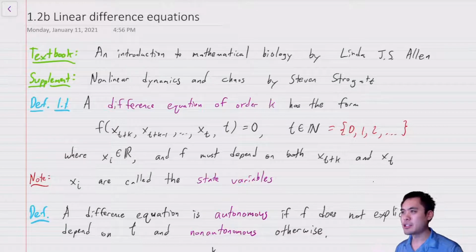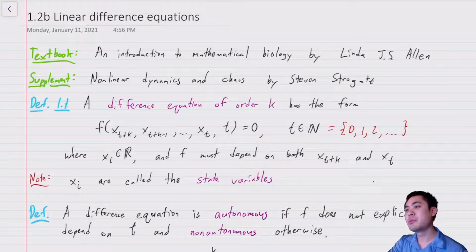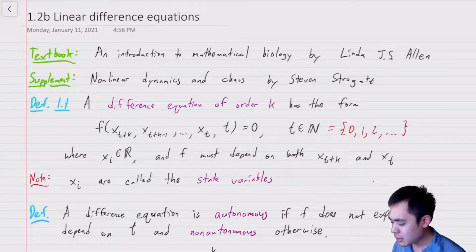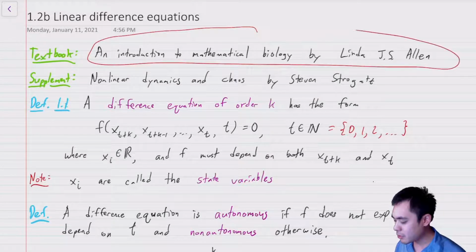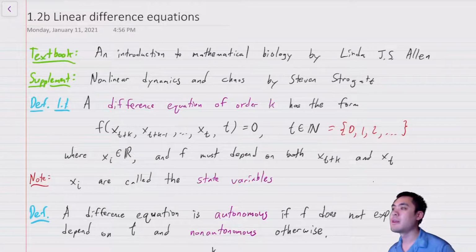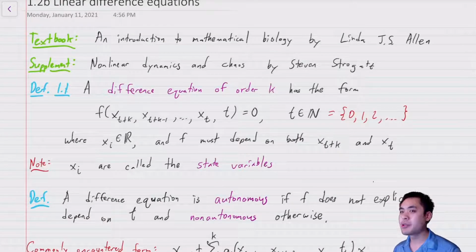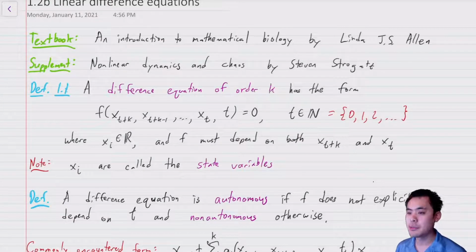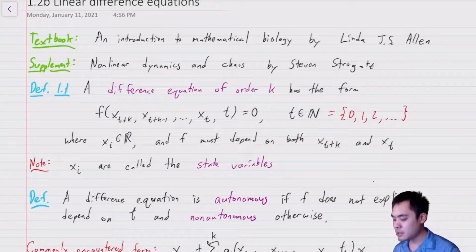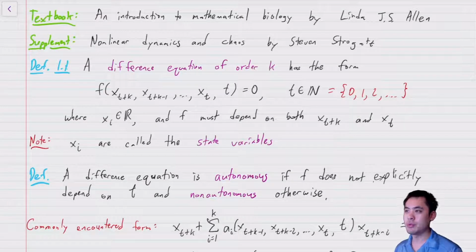Let's go back through the lecture step by step, and I should again first mention the textbooks that this course will be following, including especially Linda Allen's An Introduction to Mathematical Biology. That is the backbone of this course, and the definition numbers will correspond to the textbook, so you can follow along in the textbook if you have a copy in front of you. So now let's go to definition 1.1.